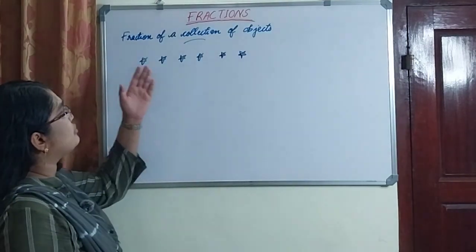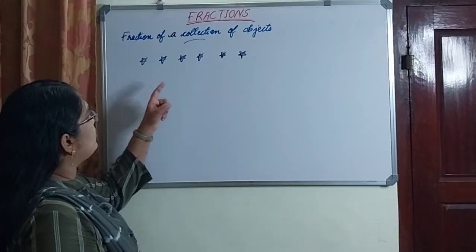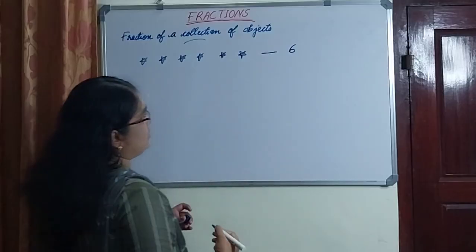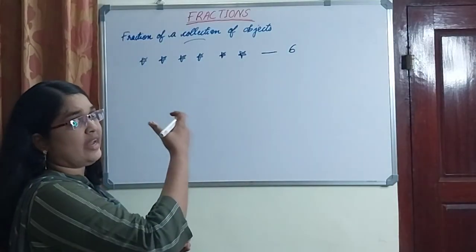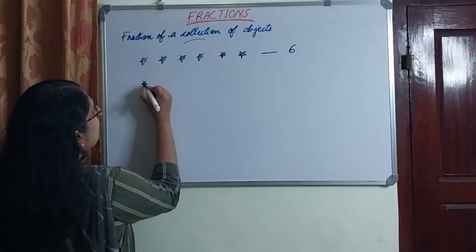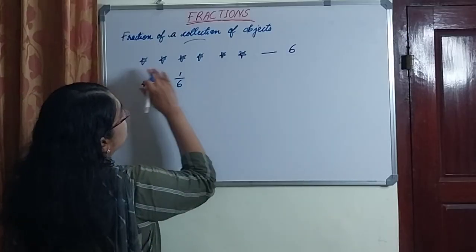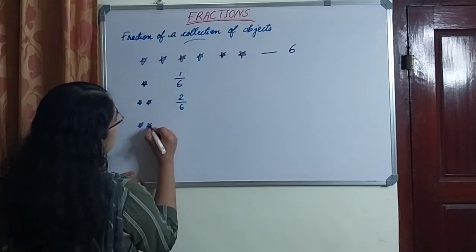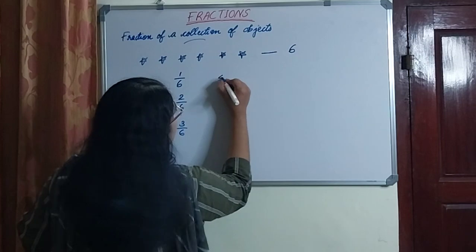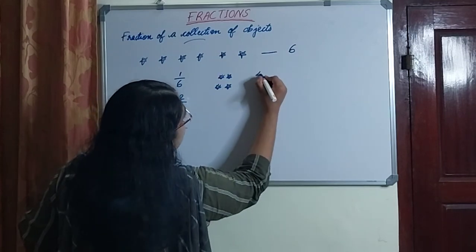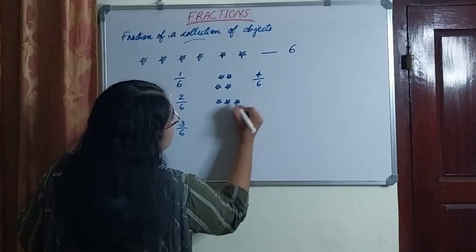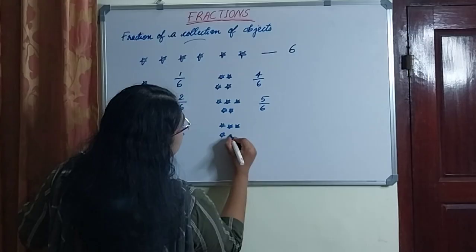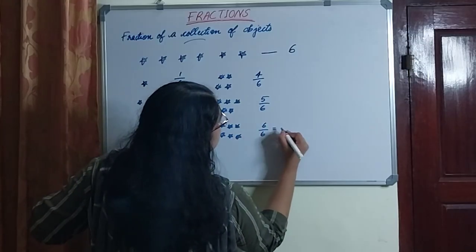Let's learn more about fraction of a collection of objects. Here I have drawn 6 similar stars. So the total number of stars is 6. So the denominator of the fractions that I will be writing further will be 6. If I take 1 star, it can be written as 1/6 of the total collection. If I take 2 stars, it can be written as 2/6. If I take 3 stars, 3/6. If I take 4 stars, 4/6. If I take 5 stars, 5/6. If I take 6 stars, it can be written as 6/6, which is equal to 1, the whole.